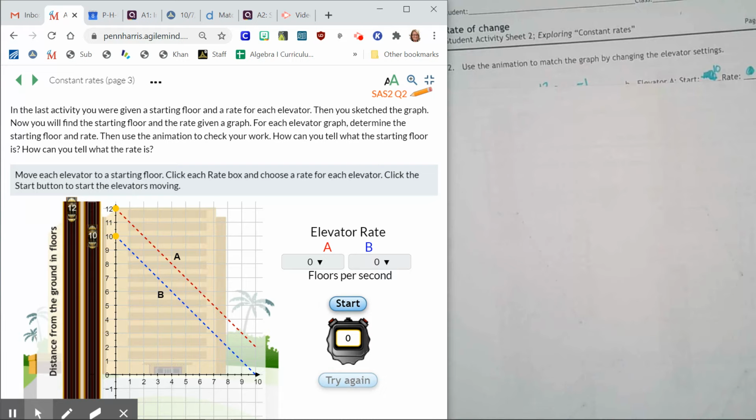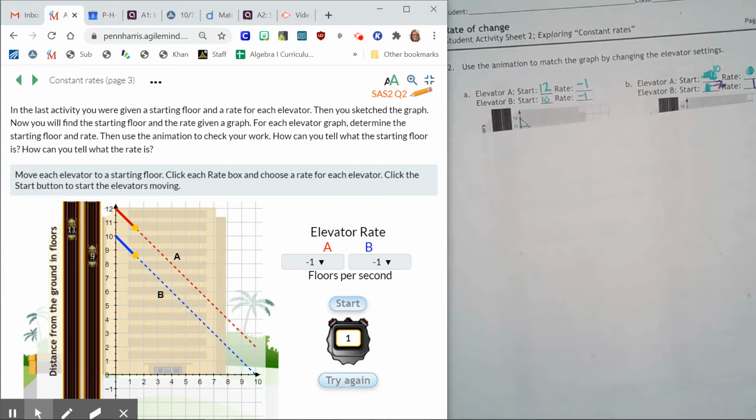So let's look at how it goes down. Elevator A in 1 second's time drops 1 floor. So that means it's going to go down by 1. Elevator B, down 1 floor in 1 second. So same thing here, and let's see if it matches. And it looks like it does.